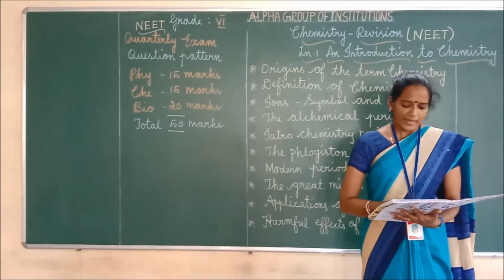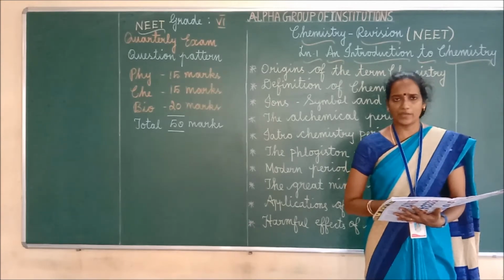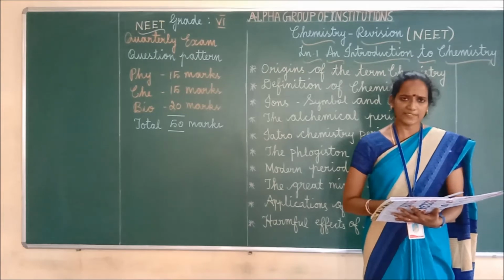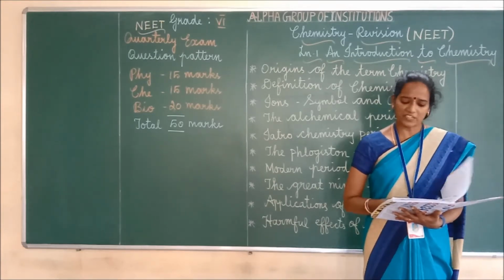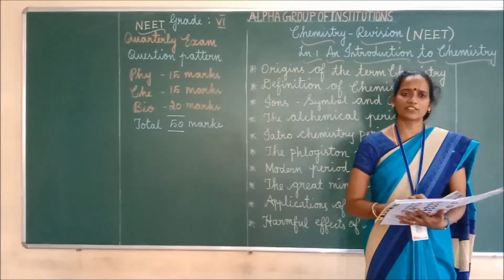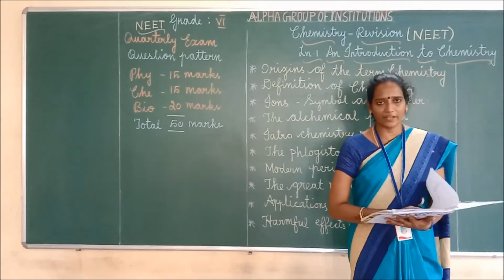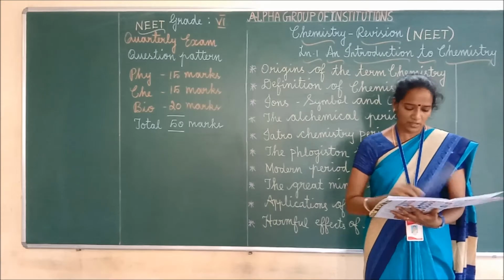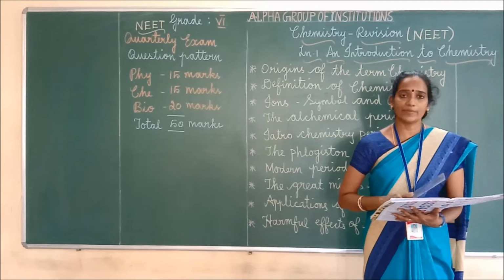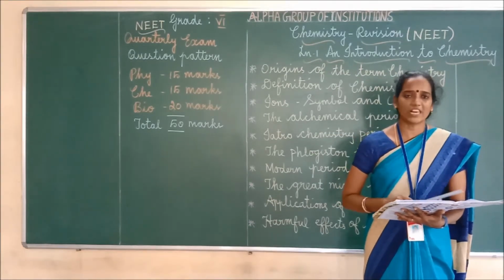Next one. Chemia. Chemia is an Egyptian word, and the meaning for chemia is transmutation of earth. What's the meaning for transmutation? It is nothing but conversion of one chemical element into another chemical element. That's the meaning for transmutation of earth, right? Next one. Chimia. Chimia is a Greek word, and the meaning for the word chimia is art of alloying metal.